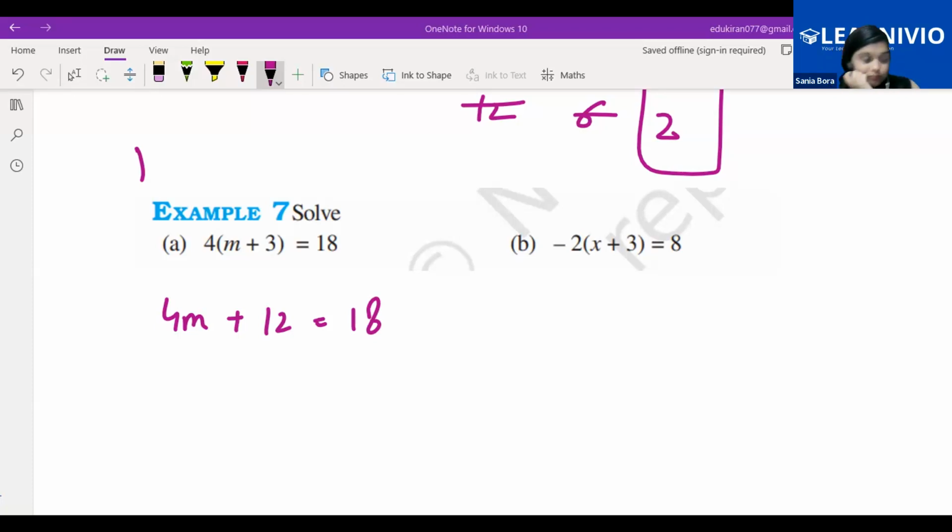Ma'am, I got the answers. Okay, tell me the answer. Ma'am, A is 15 by 4. 15 by 4? Yes, ma'am.